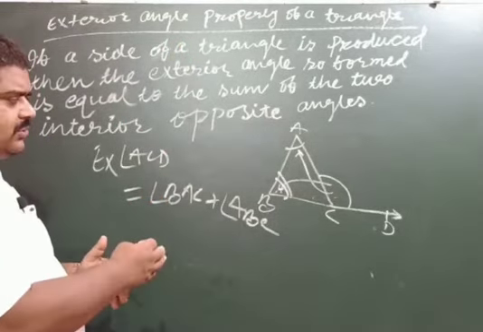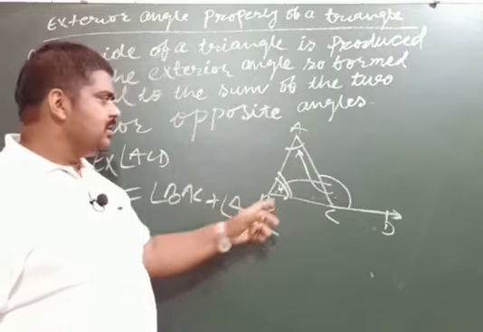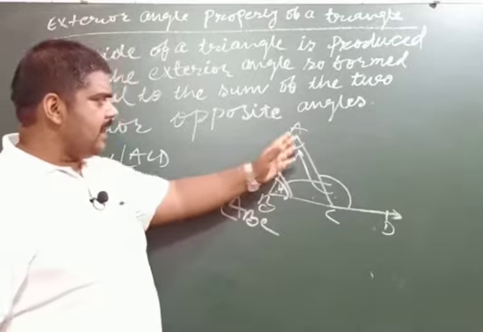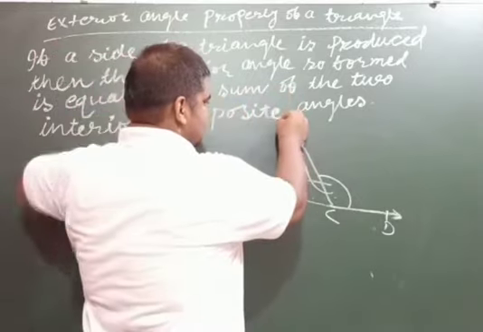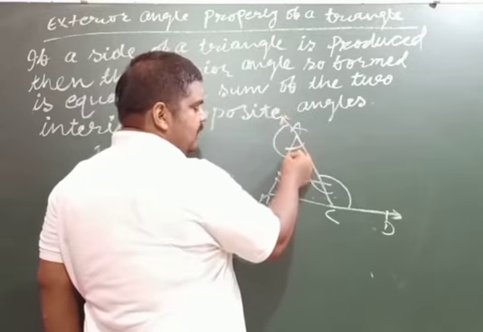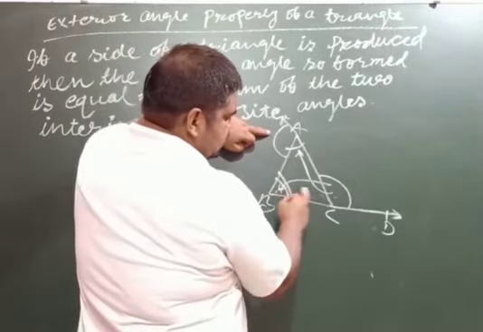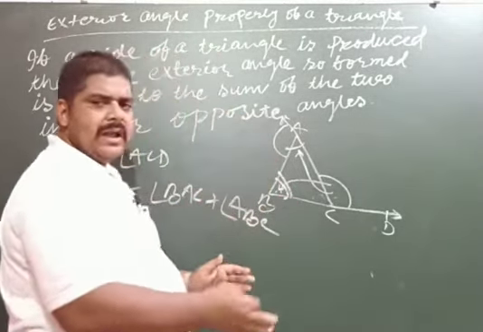It is not necessary that you just extend BC, you may extend AC. If you extend AC, then you know very well that this angle will be the exterior angle, and it will be the sum of these two angles. Similarly, you can extend AB and find out.